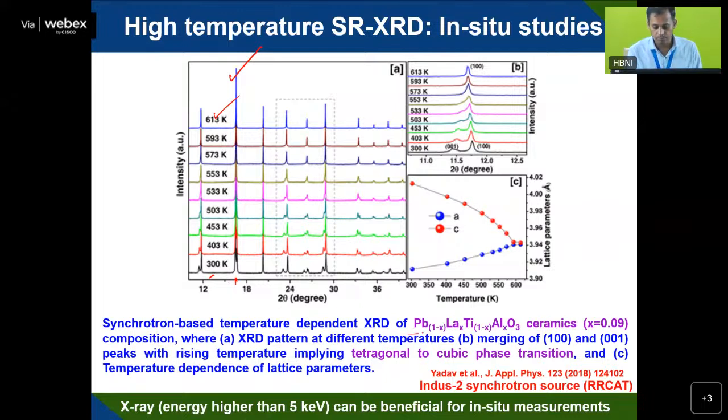This is an example of lead lanthanum titanium aluminate ceramic, where x varies up to 0.09. You can see XRD patterns at different temperatures. At 300 K, two peaks are there, 001 and 100, and then these two peaks merge and finally we get one peak. That shows the orientation in a particular direction. With rising temperature, in a tetragonal to cubic transition, looking at the lattice parameters, the C by A ratio shows how C is decreasing and A is increasing. From that lattice parameter information, you can see the different phase formation.